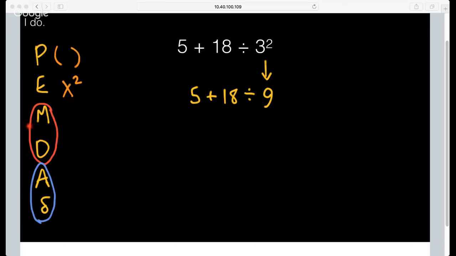Okay, so we've now done the exponents. We've moved to multiply or divide, moving left to right. Multiply or divide, yes. So we're going to do this first: 18 divided by 9 is 2. And we have whatever is left over, and we still have that plus 5. We look down, add and subtract. There's only one more thing left to do, and so we'll get 7.